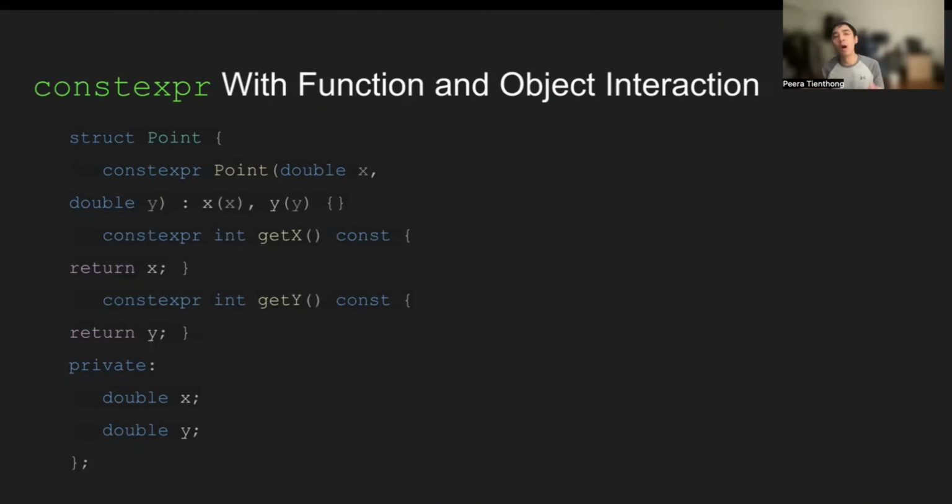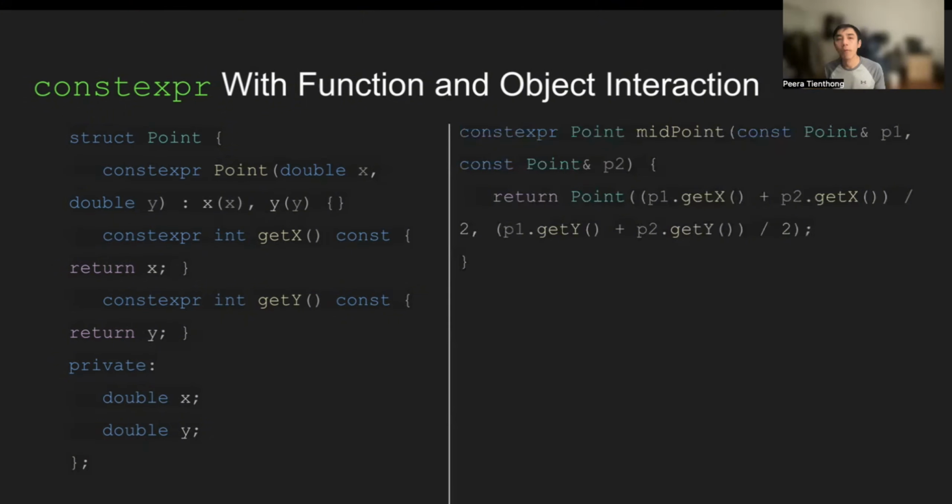So we already know how to use the constexpr keyword with function and object. So here is how they can interact. On the left is the constexpr struct that is the same as the previous slide. And on the right side, we can use the struct point with the function that we define as constexpr. In this case, we have the function midpoint, which takes P1, which is a struct point, and P2, which is a struct point as well. So these two objects can interact, and this function can return type point with constexpr.